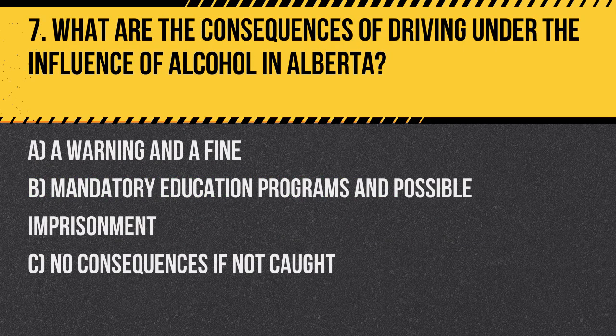Question 7. What are the consequences of driving under the influence of alcohol in Alberta? A. A warning and a fine. B. Mandatory education programs and possible imprisonment. C. No consequences if not caught.